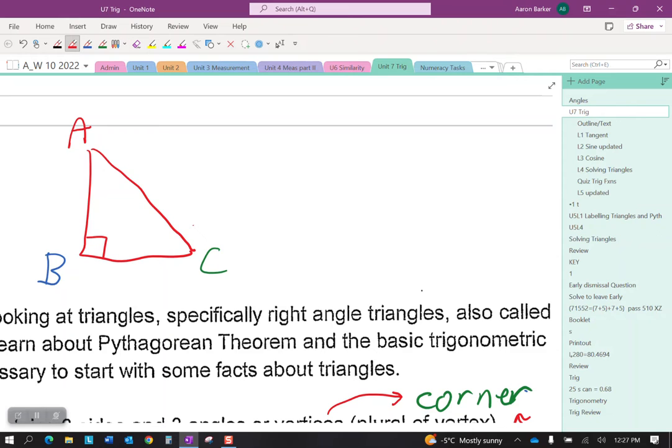So if we have capital A on the corner at the top, we can put our pencil right here inside the triangle, and we can draw a straight line to the opposite side. This opposite side is called little a.